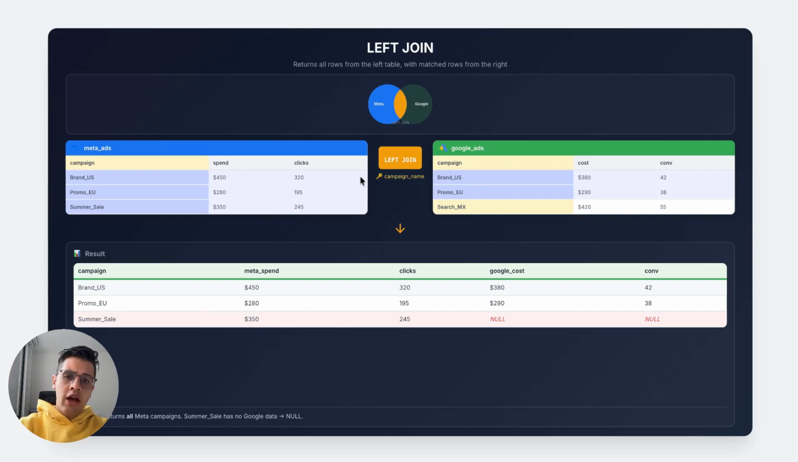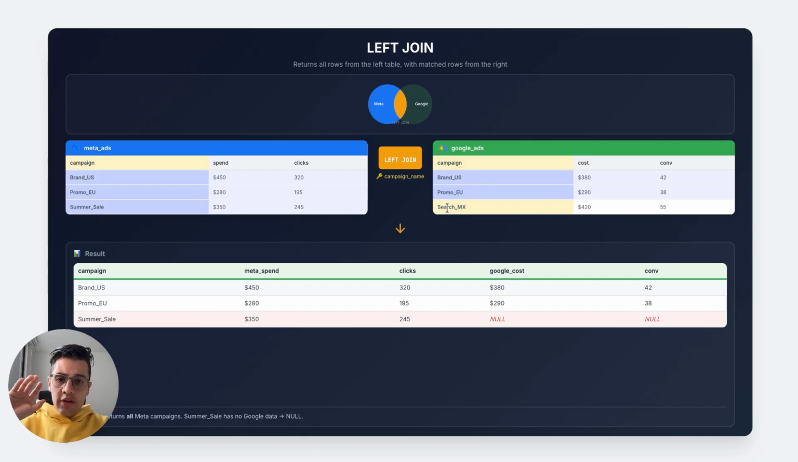A primary key, as in the inner join example, will be our column campaign. Why? Because the column campaign is the one that both tables share. We have it here in the Meta Ads table and here in the Google Ads table. And inside this campaign column, we have unique identifiers. So we have unique campaign names. In this case, in the Meta Ads, we have Brand US, Promo Europe, Summer Sale, and in Google Ads, we have Brand US, Promo Europe, and Search Mexico.